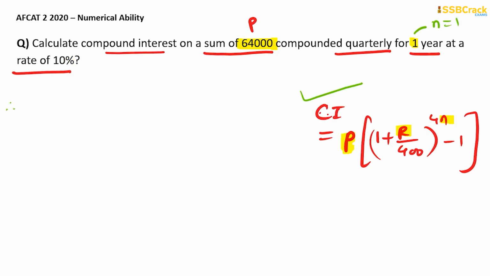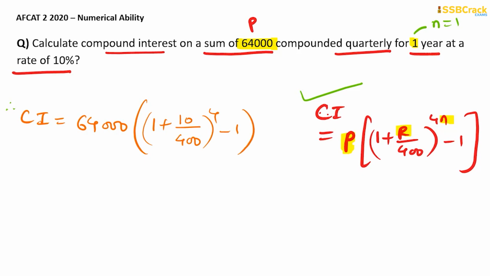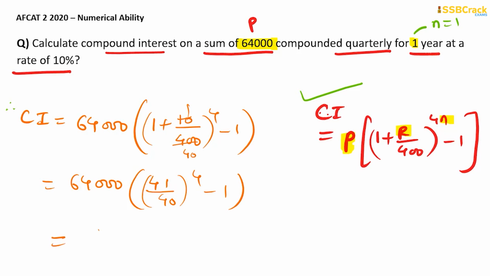So let's calculate this. We have CI is equal to principal 64,000 multiplied by (1 plus R, that is 10% divided by 400) to the power 4, minus 1. Right, so this will be equal to 64,000 multiplied by (1 plus 1 by 40). By cross multiplication you will find that to be (41 by 40) to the power 4, minus 1. Right, so this is 64,000 multiplied by (41 to the power 4 minus 40 to the power 4) upon 40 to the power 4, isn't it?